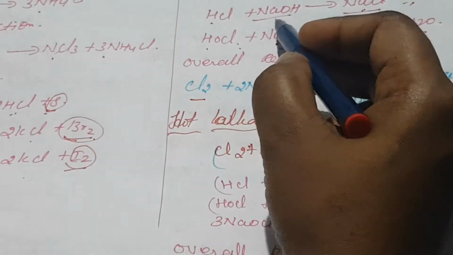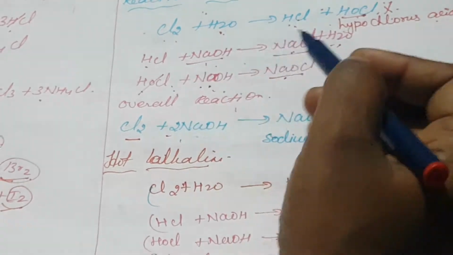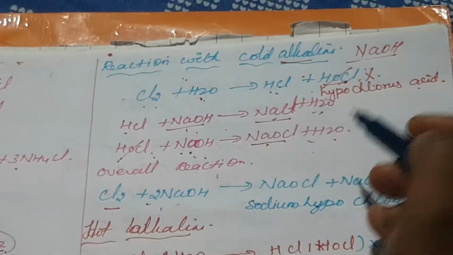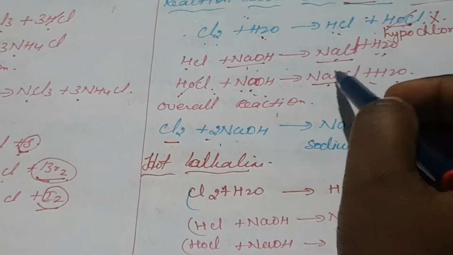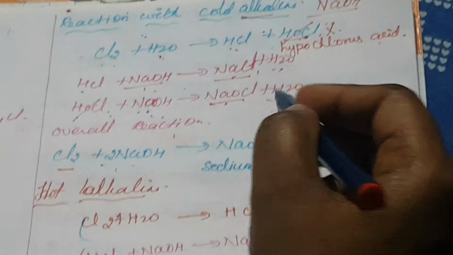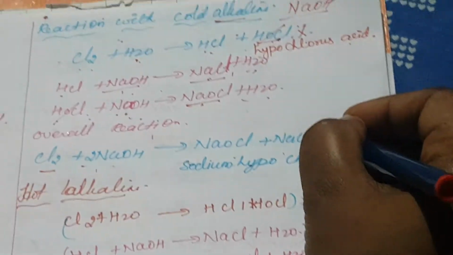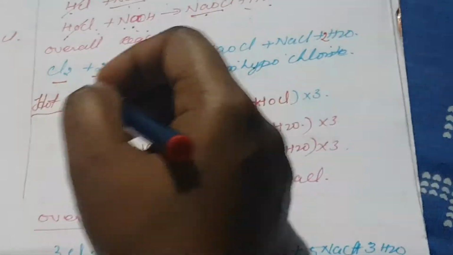So what is the overall reaction? The first one is chlorine. Here how many sodium hydroxide? 2 sodium hydroxide. Hypochlorous acid will be cancelled. Another one is NaOCl, then NaCl, then 2 molecules of H2O. HCl will be cancelled. Okay, sodium hypochlorite. So this is the other one.